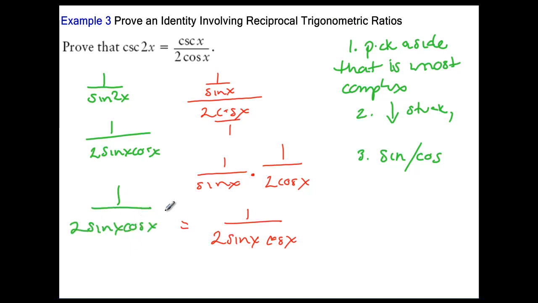So this is a good example where we worked down one side until everything was simplified in terms of sine and cos, and then we worked down the left hand side. So now once again, left side is equal to right side.